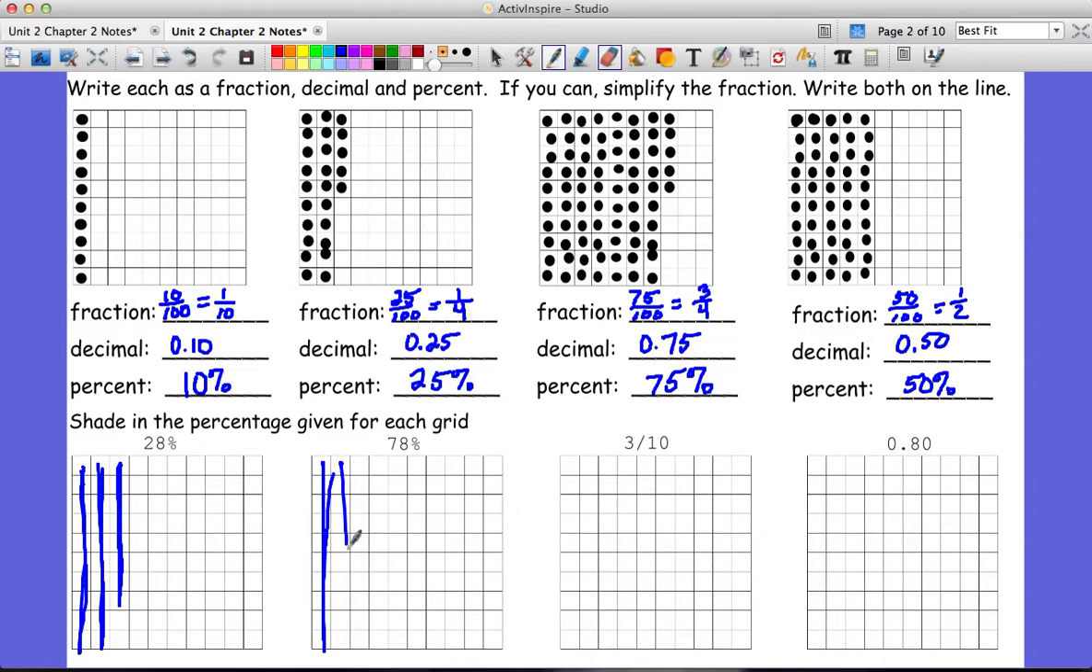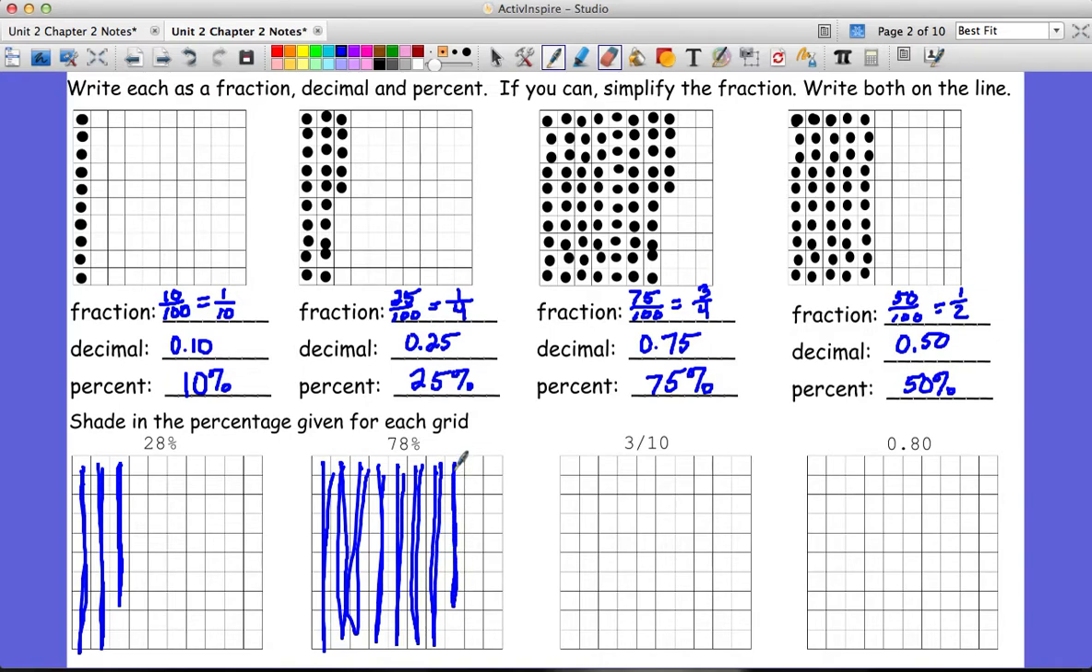This one is 78%, so 2, 3, 4, 5, 6, 7, and then 8. Then now here you have 3 out of 10. Well, since this is an out of 10, you need to take this and make it 100. So you know that you can multiply the top and the bottom by the same thing. And here you can get 30 out of 100. So you can shade in 30.